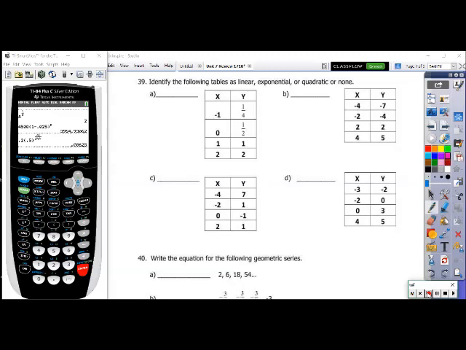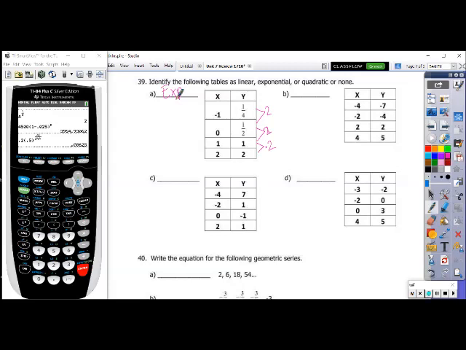So on 39A, if we look, notice that your X goes up by the same amount. You're adding 1 to each side. So we really just need to focus on the Y's. And if you look, it might be kind of hard to tell between the 1/4 and the 1/2. But if you look from 1 to 2, that looks like you're multiplying by 2. So if we go up and let's check 1/2 to 1. If you multiply 1/2 times 2, you get 1. And then same thing here. So if you multiply by 2, that is going to be an exponential graph.